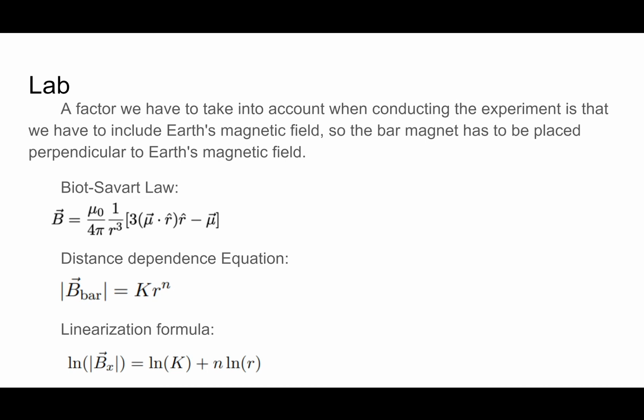So a factor we have to take into account when conducting the experiment is that we have to include the Earth's magnetic field, so the bar magnet has to be placed perpendicular to the Earth's magnetic field. Some of the equations we used in our experiment were the Biot-Savart law, the distance dependence equation, and the linearization formula.